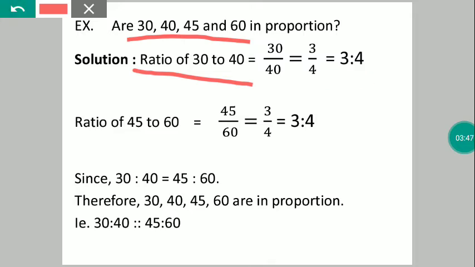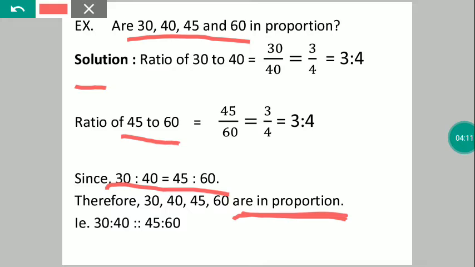Now the ratio of the third and fourth quantities, 45 to 60, is 45 upon 60, which is equal to 3 is to 4. So both ratios are equal. So the given terms 30, 40, 45 and 60 are in proportion. Symbolically we write 30 is to 40 as 45 is to 60.